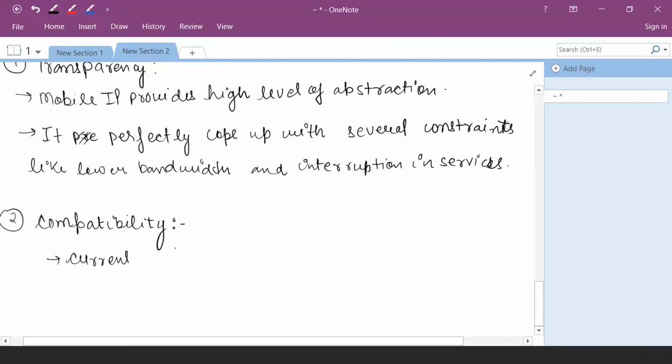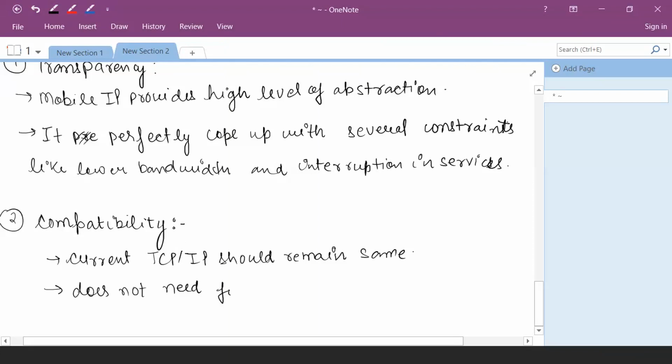So the current TCP/IP stays the same, and it does not need any special program.